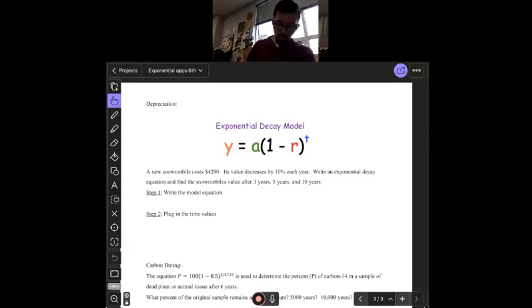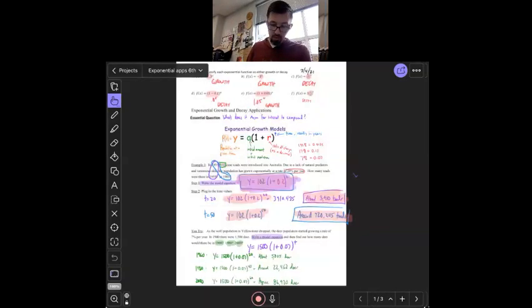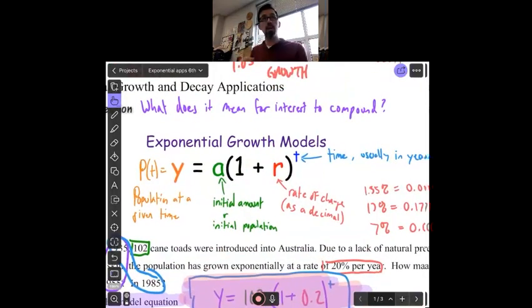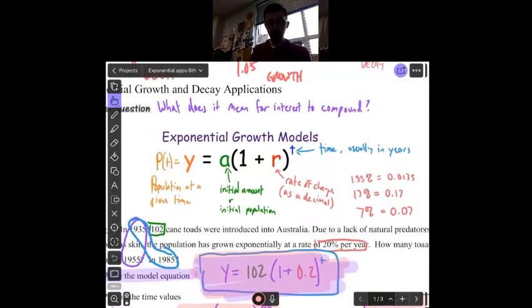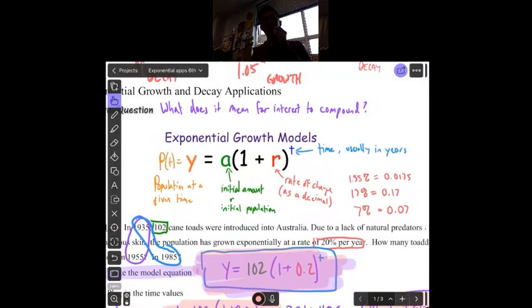All right, so looking at exponential decay, you can see the form there. It's very similar to exponential growth, except for the minus sign. All the P of t or the y, the a, the r, and the t, all those things mean exactly the same thing as they did yesterday.